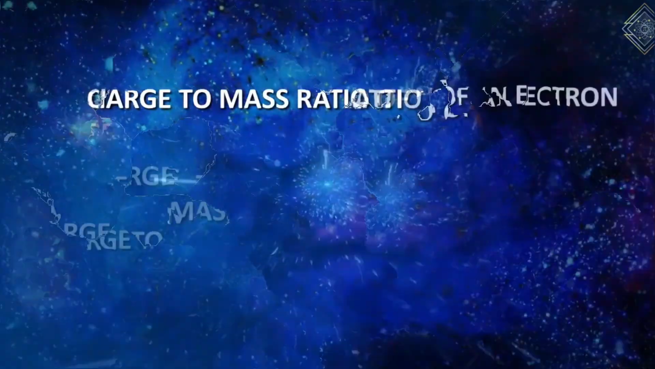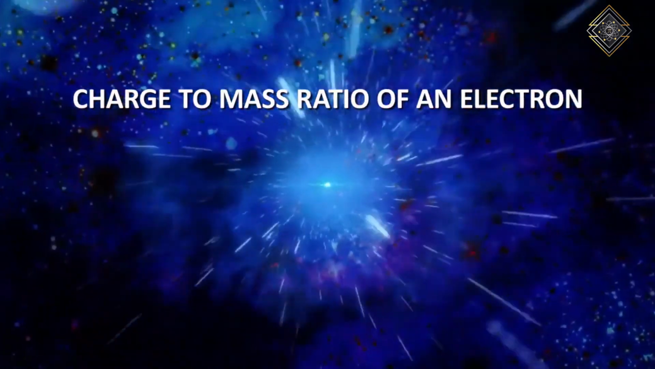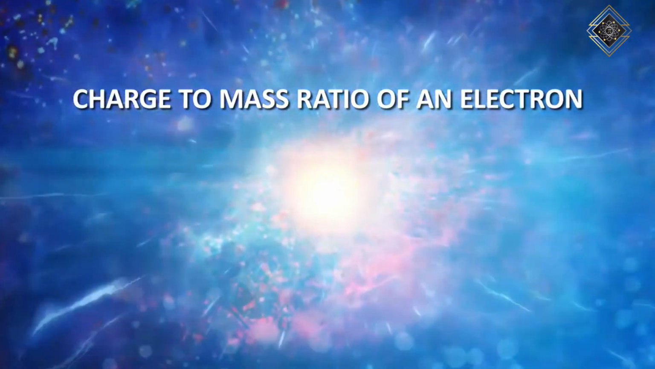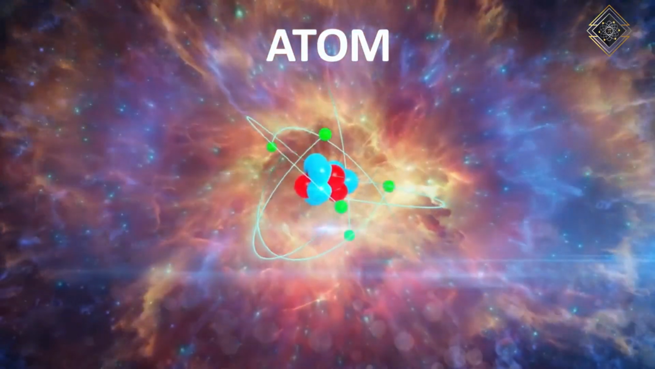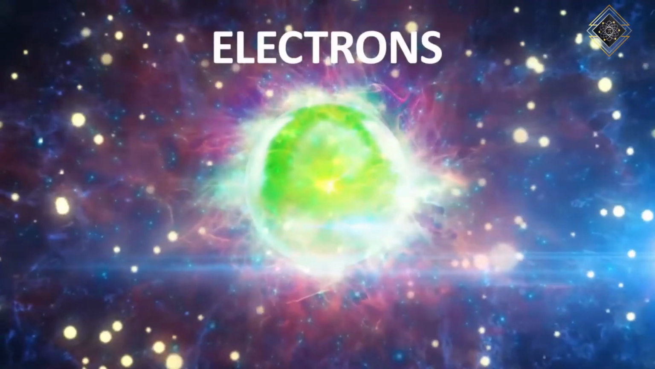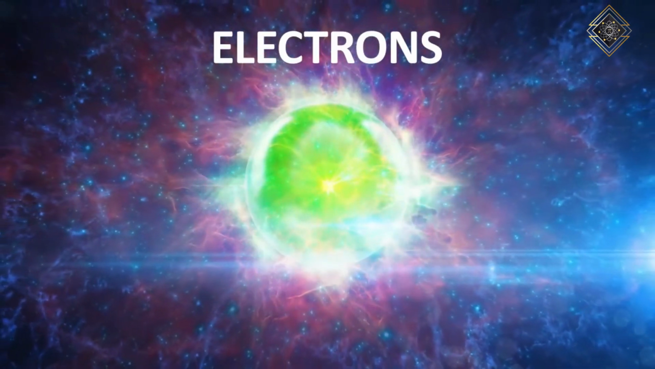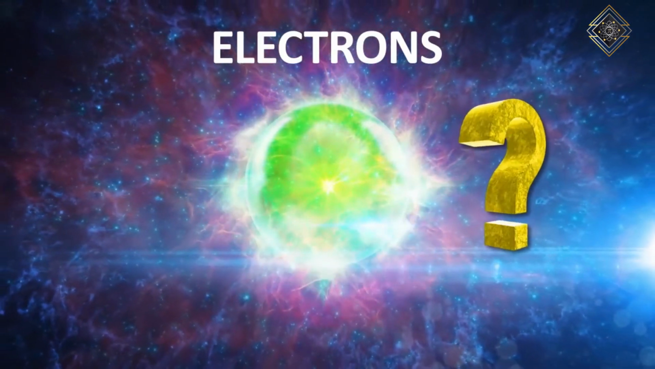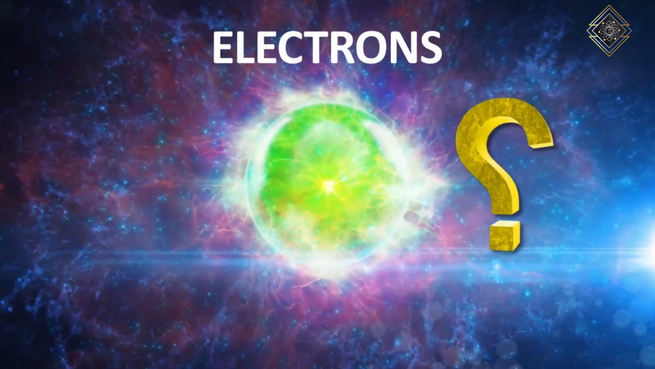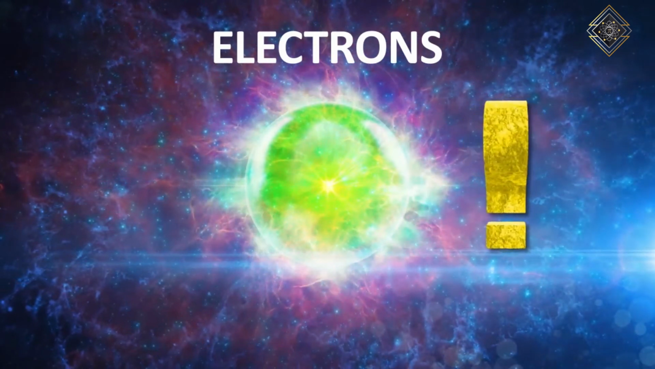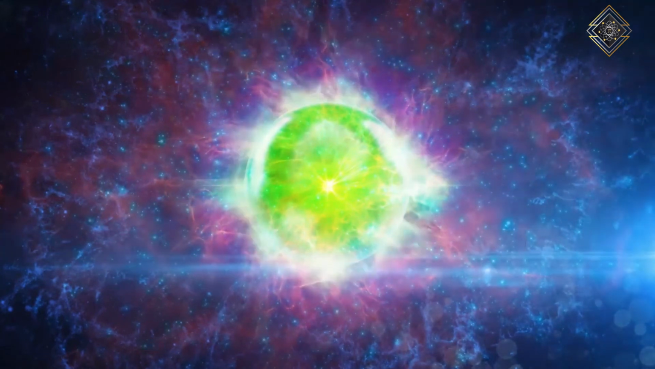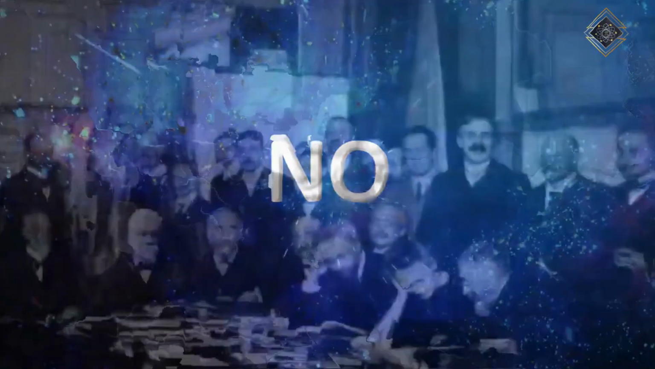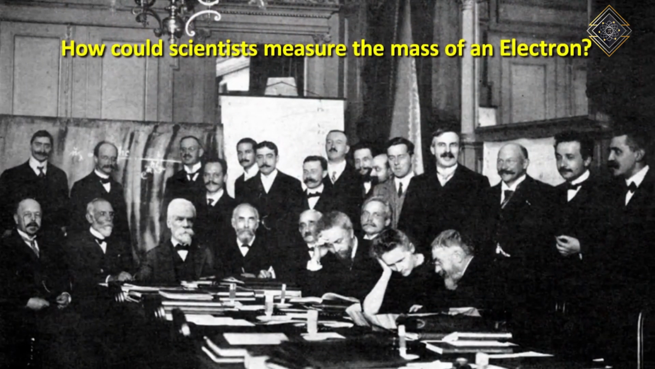Objective: to understand how the charge to mass ratio of an electron was measured by J.J. Thomson. As you know, the atom is the smallest particle of matter, and electrons are subatomic particles present within an atom. How was the mass of an electron measured? Was an instrument used to measure it? Surprisingly, no. How then could scientists measure the mass of an electron? Let's find out.